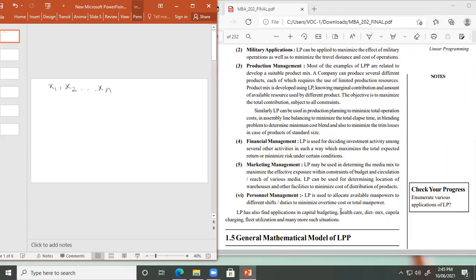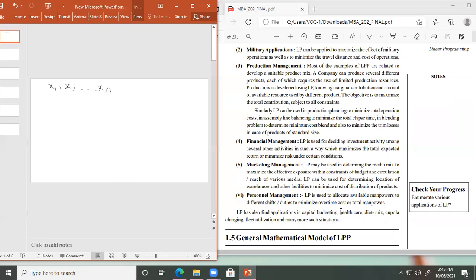So how do you use linear programming in financial management? It is used for deciding investment activity among several other activities to maximize the total expected returns and minimize the risk.